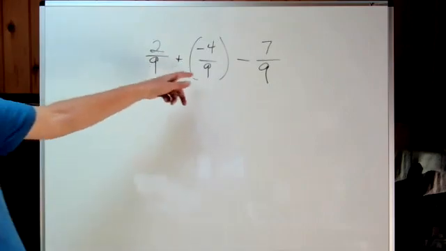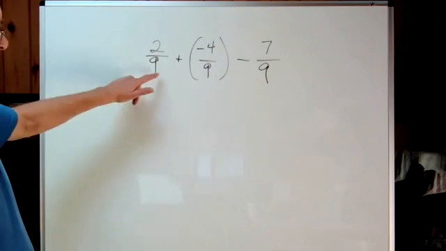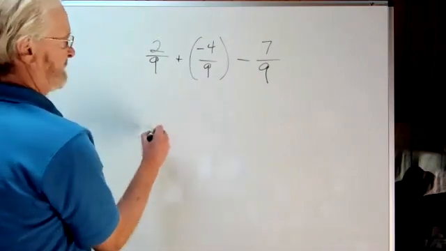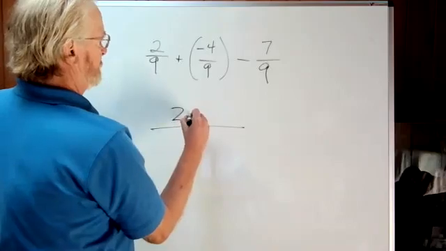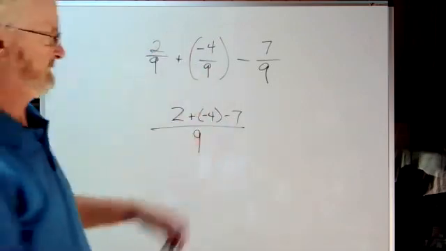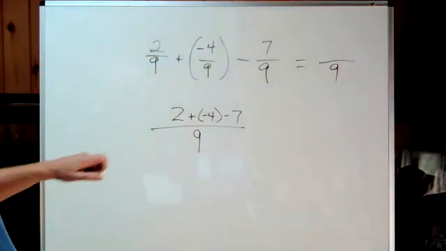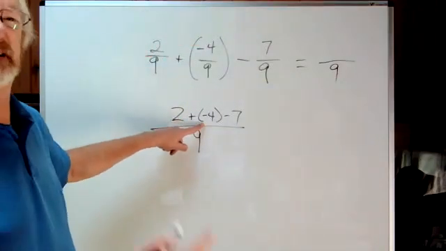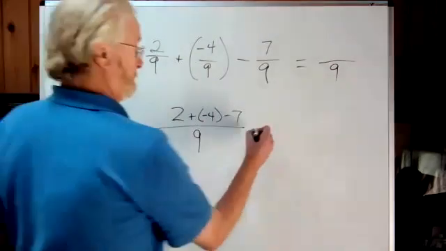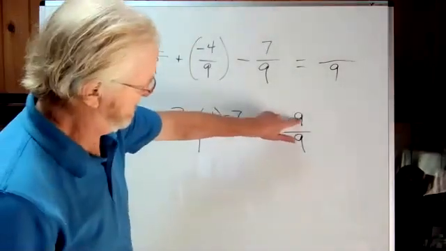Here are three fractions that I'm being asked to combine using addition and subtraction. They all have the denominator 9, so they are all the same size pieces. So I really can kind of think of this as 2 plus -4 minus 7 all over 9, right? I'm going to come up with an answer that's a certain number of ninths. So I'm just dealing with the numerators now. 2 minus 4 gets me to -2, and minus 7 more would get me to -9. -9 ninths.